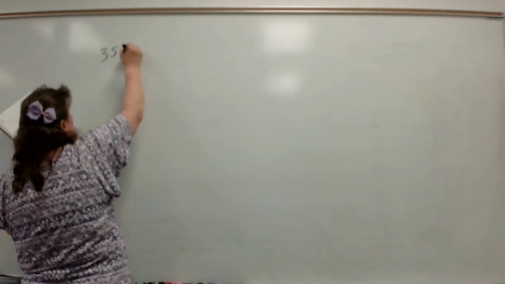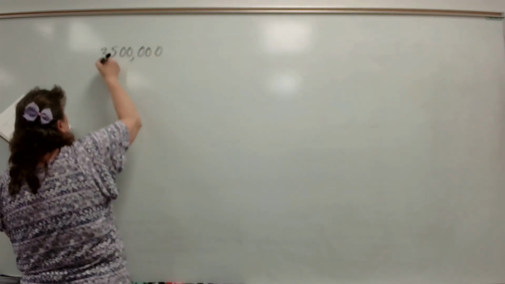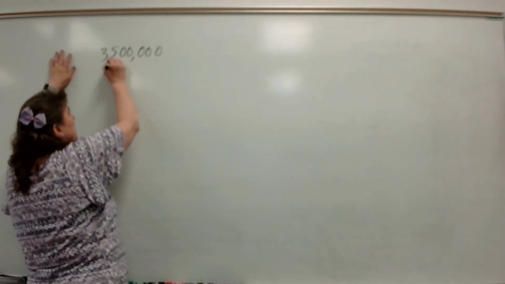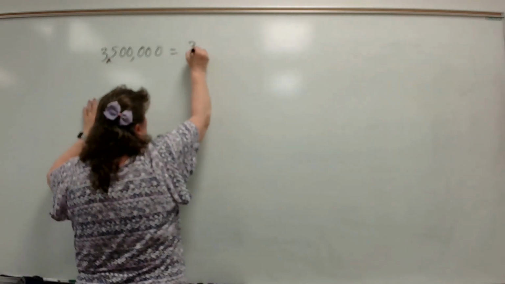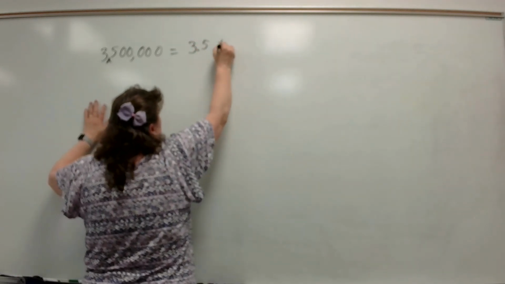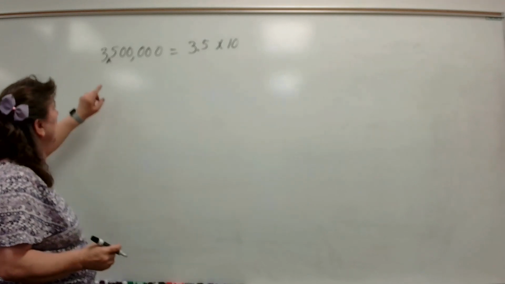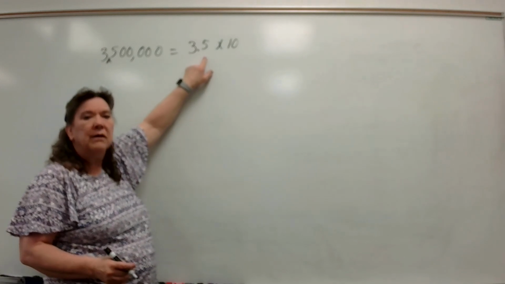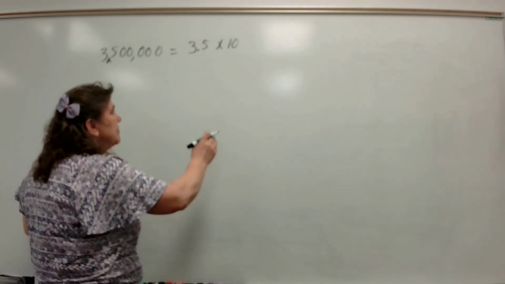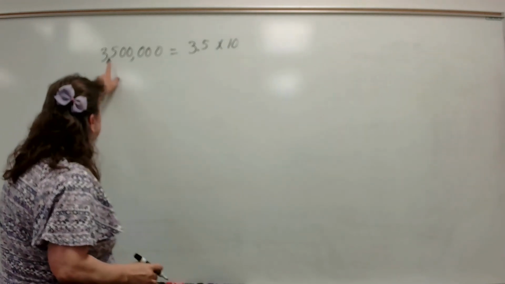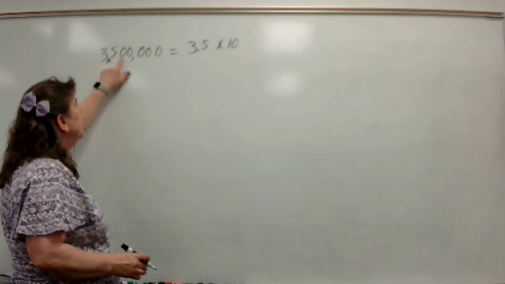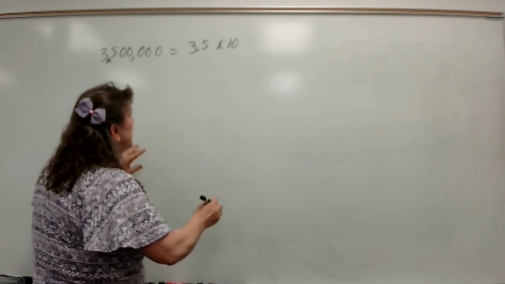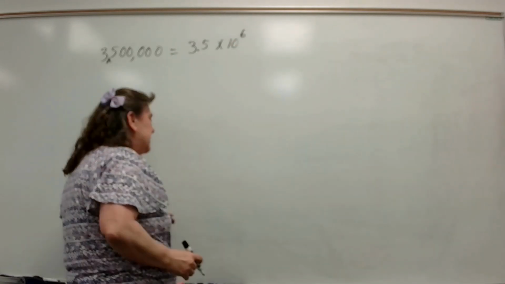3, 5, 0, 0, 0, 0, 0. Okay? So my decimal has to go between my 3 and my 5. Therefore, this is 3.5 times 10 to what power? Well, 3,500,000 is much larger than 3 and 5/10. So therefore, this is going to be a positive exponent. But what's it going to be? My decimal went there. Count the number of places I have to move to get to the end of my number. And this is 6 places. Therefore, my exponent is 6.